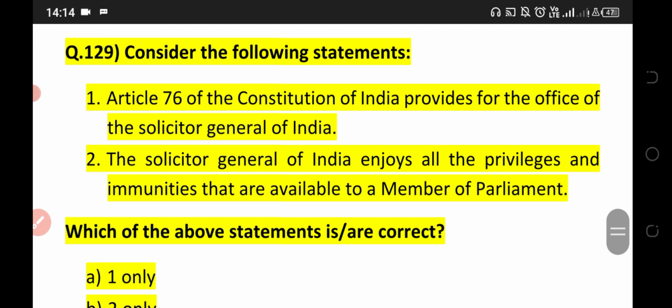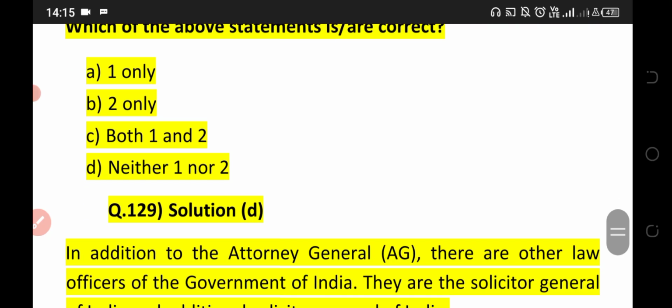Consider the following statements. Article 76 of the Constitution of India provides for the office of the Solicitor General of India. Solicitor General of India enjoys all the privileges and immunities that are available to a member of Parliament. First is wrong, so both are wrong.